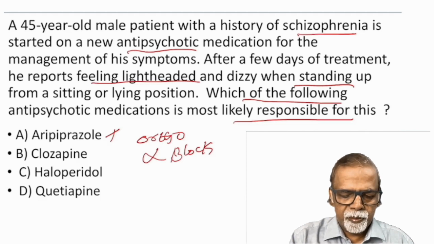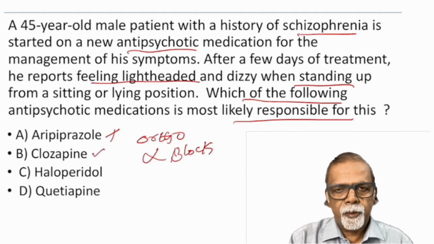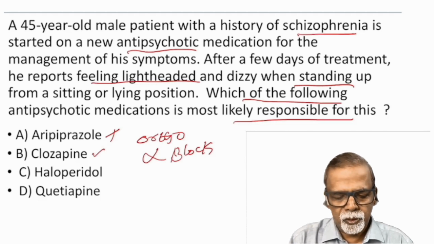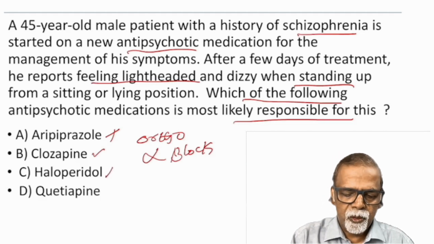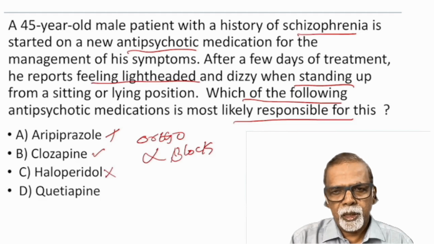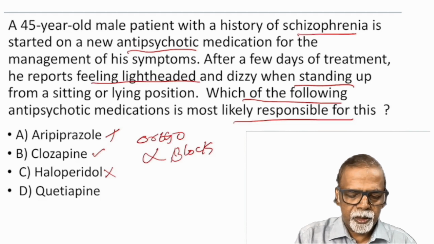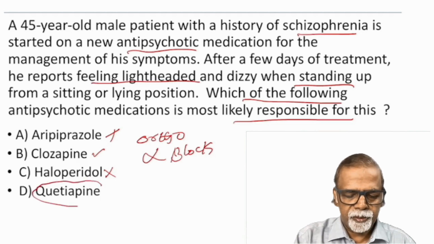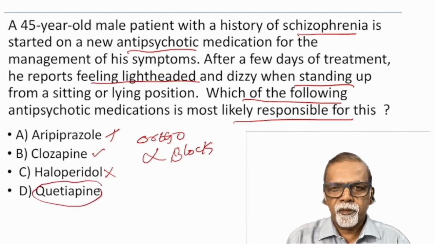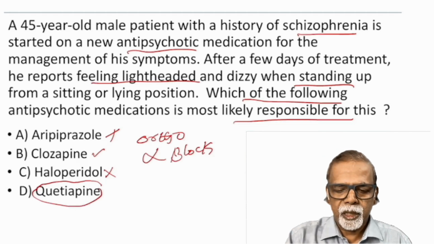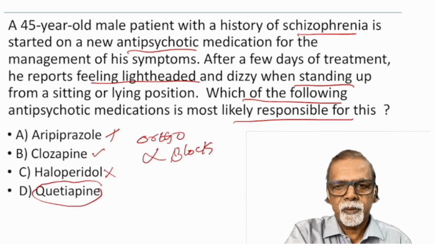Among the others, clozapine can produce it, but it is well known for agranulocytosis rather than orthostasis. Haloperidol has a lesser incidence of orthostasis, and the correct answer is quetiapine. So, you should be careful in starting quetiapine in elderly patients because it can produce orthostasis. Now we go to the next question.